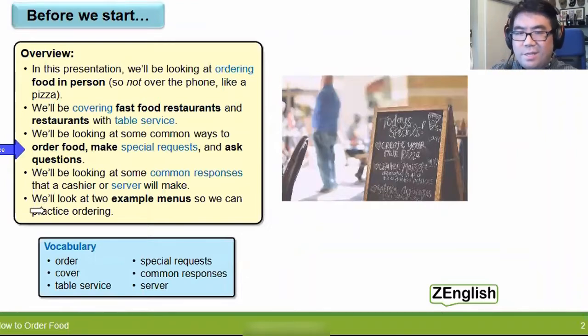Once you're done with your ordering and interacting with the cashier or the server, we'll be looking at their common responses. It's very important for you to be able to understand what somebody said, right? And what kinds of things you can expect to hear. So if you know, okay, they'll probably ask me these things, you can prepare your answer. And at the very end, we'll have two example menus so we can practice our ordering. We'll talk more about those menus when we arrive at them.